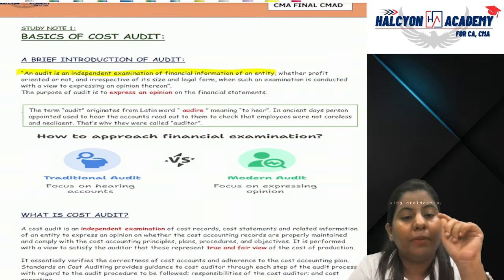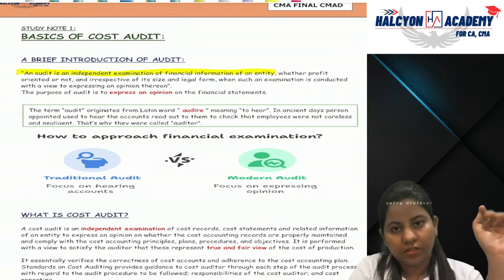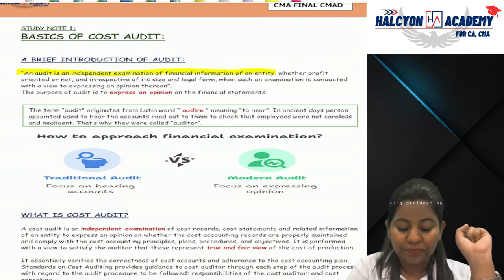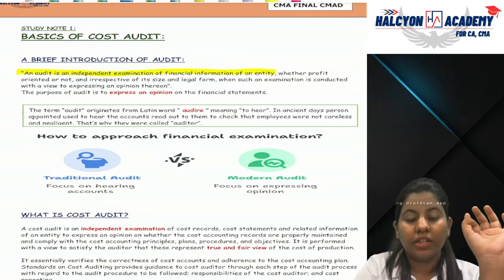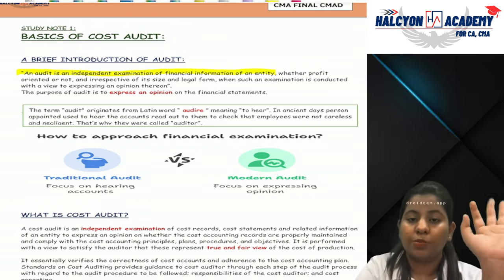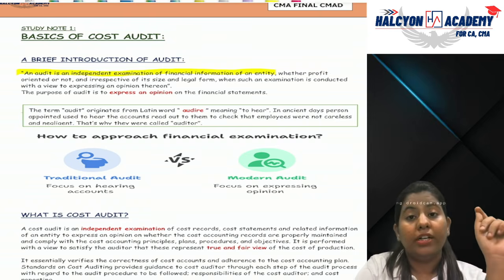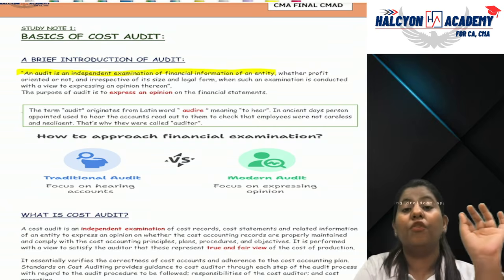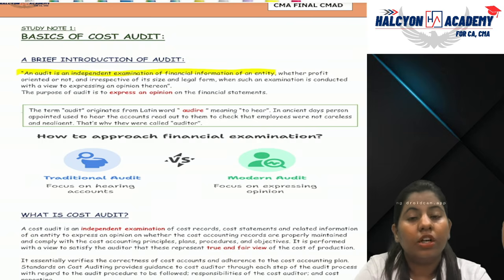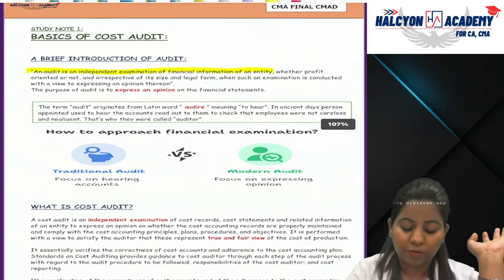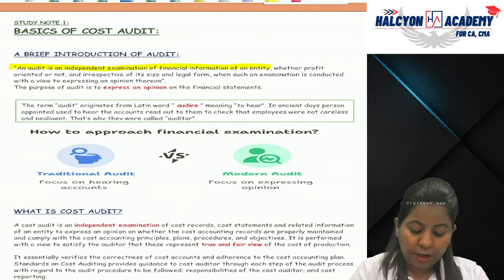So audit is an independent examination, without any personal interest, of the financial statements of an entity, whether profit oriented or not. It is a small business or a large business, a public company or private company, a trust or a firm, whatever it is. If it falls under the criteria of audit, the audit will be performed for sure. I hope you understood. Then what is written?